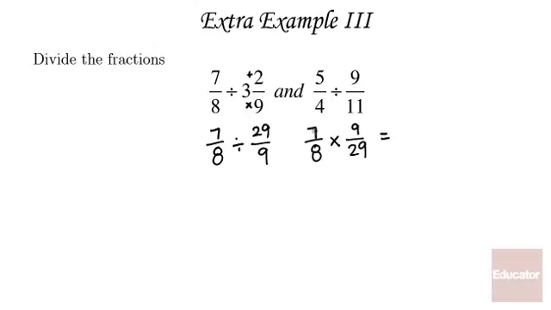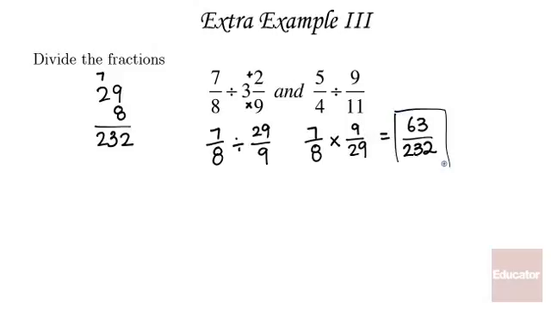So I'm going to multiply. 9 times 7 is 63. And then 29 times 8. 9 times 8 is 72. 8 times 2 is 16, plus 7 is 23. So that is 232. And I know they have no common factors because none of these were able to reduce. So then this will be my final answer.